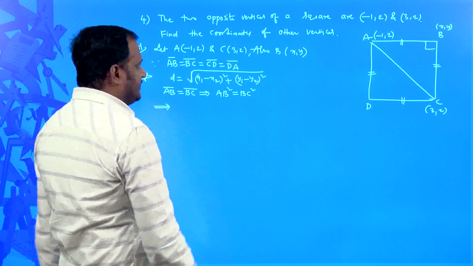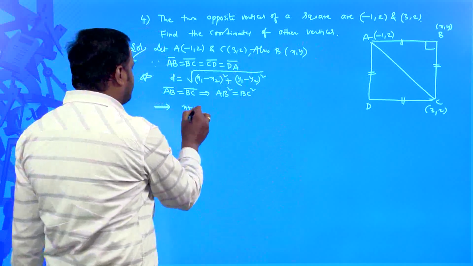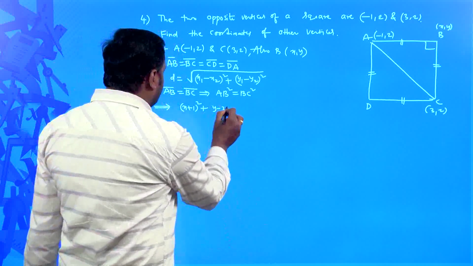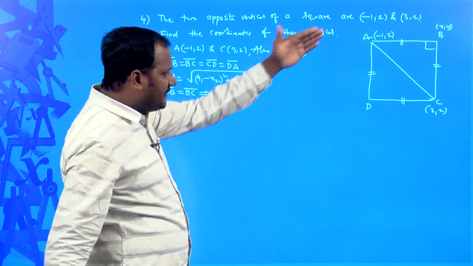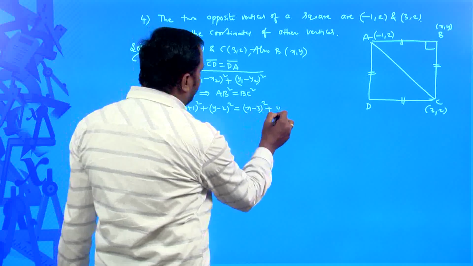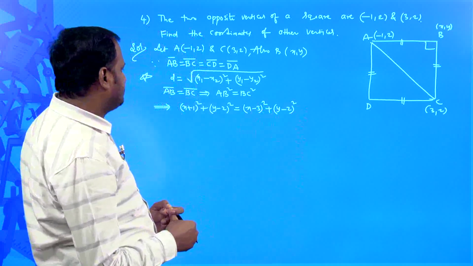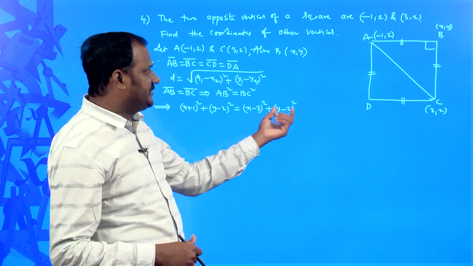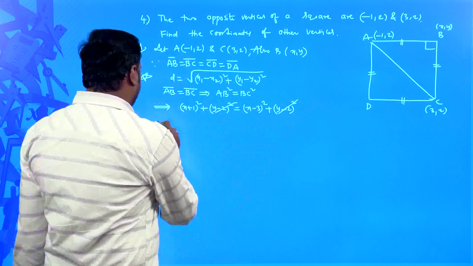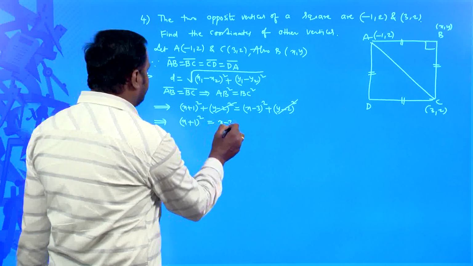So the distance AB: x1 minus x2 whole square, so x minus of minus 1, (x plus 1) whole square, plus y1 minus y2 whole square, (y minus 2) whole square. Now BC is (x minus 3) whole square plus (y minus 2) whole square. Here itself we can get the value of x directly, because (y minus 2) whole square and (y minus 2) whole square are both the same, right. So why don't we cancel both of them? When you cancel both, what are you getting here? (x plus 1) whole square is equal to (x minus 3) whole square.